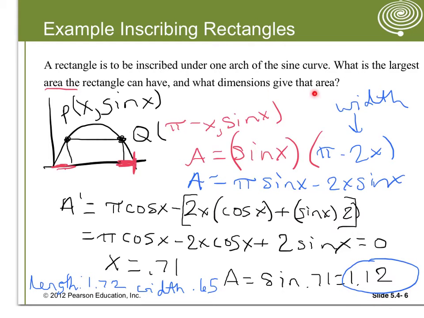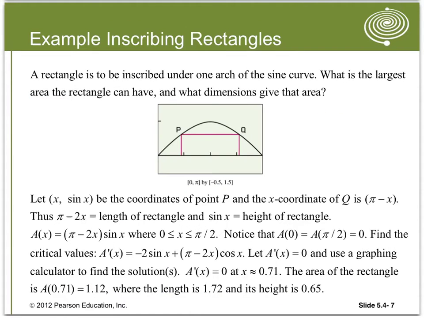And then it says what dimensions give that area, and so my length, which is sine of x, so sine of 0.71 is 1.72, and my width, which is pi minus 2x, is 0.65. Here it is written in the book's language. Talk yourself through that if you need to.